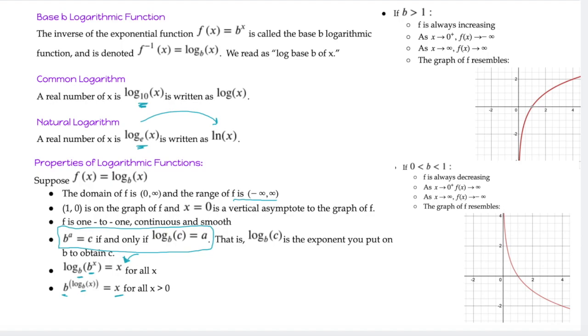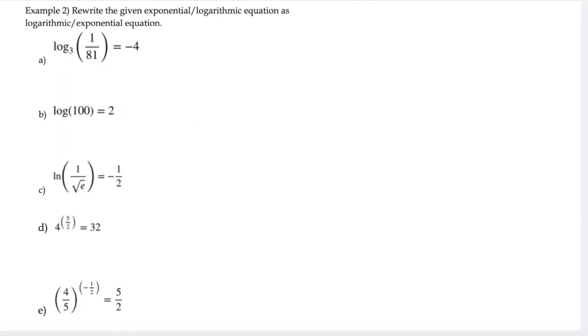Take a look to the right. If the base of our logarithmic function is greater than 1, take a look at those graphs for a moment. Let's head to slide 5 where we can actually do some stuff.